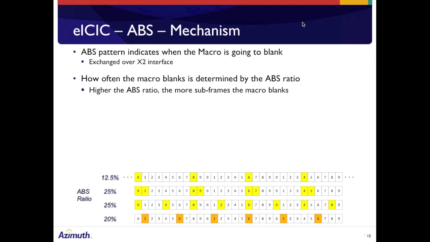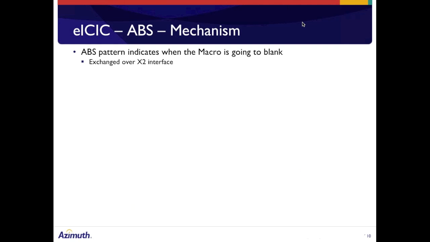How often the macro blanks is determined by what we would call an ABS ratio. The higher the ratio, the more subframes that the macro will blank. And below there you see some examples of different patterns.